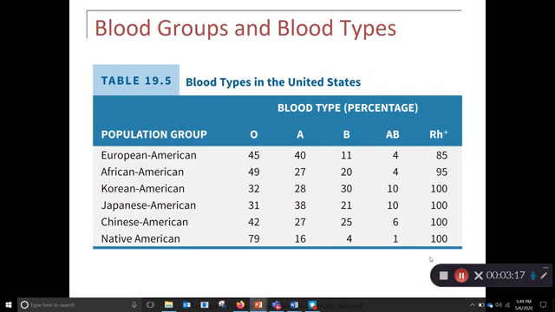I do not expect you to memorize that European Americans have 45% of O, and so on. I don't really care about that. This is more to demonstrate that the RH factor is very present in a lot of people.